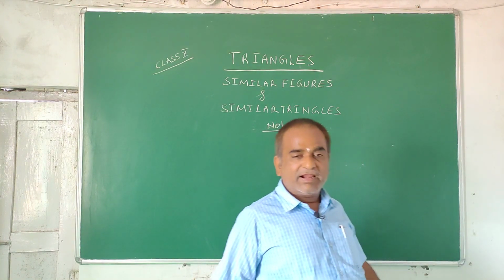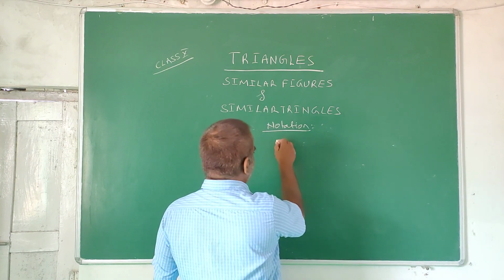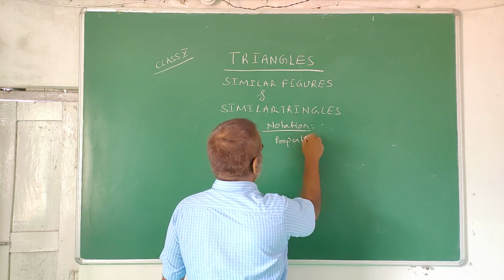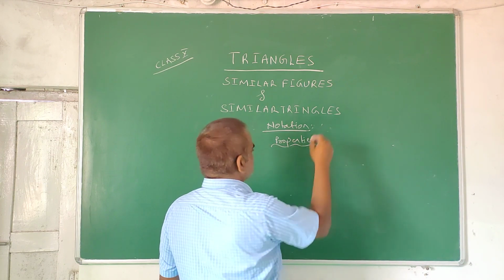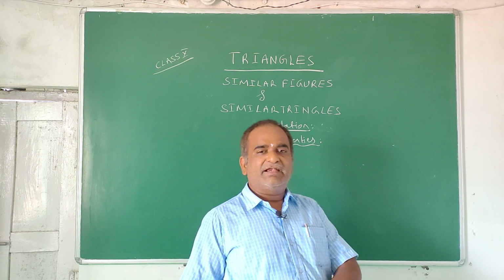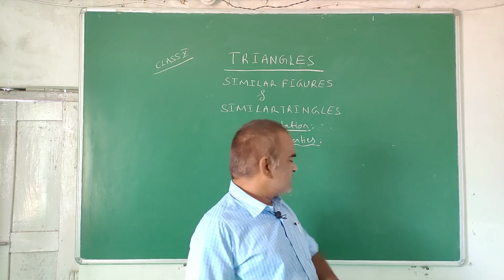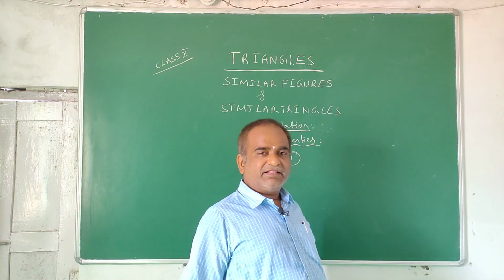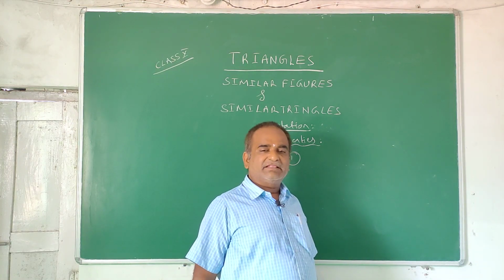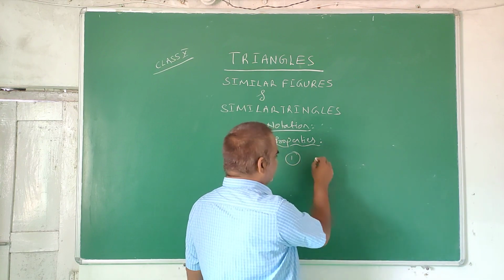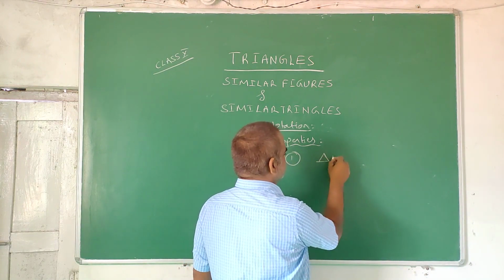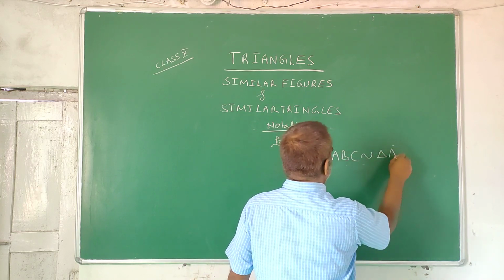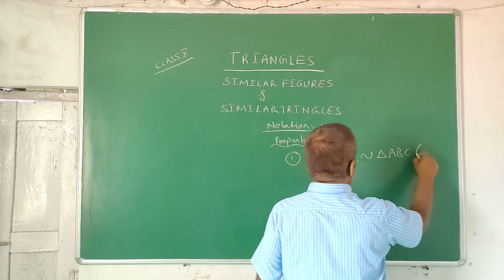So notation over. Now, properties that the similarity relation holds. First property is the reflexive property. That is, every triangle is similar to itself. Please do understand this. Every triangle is similar to itself. This is the reflexive property.